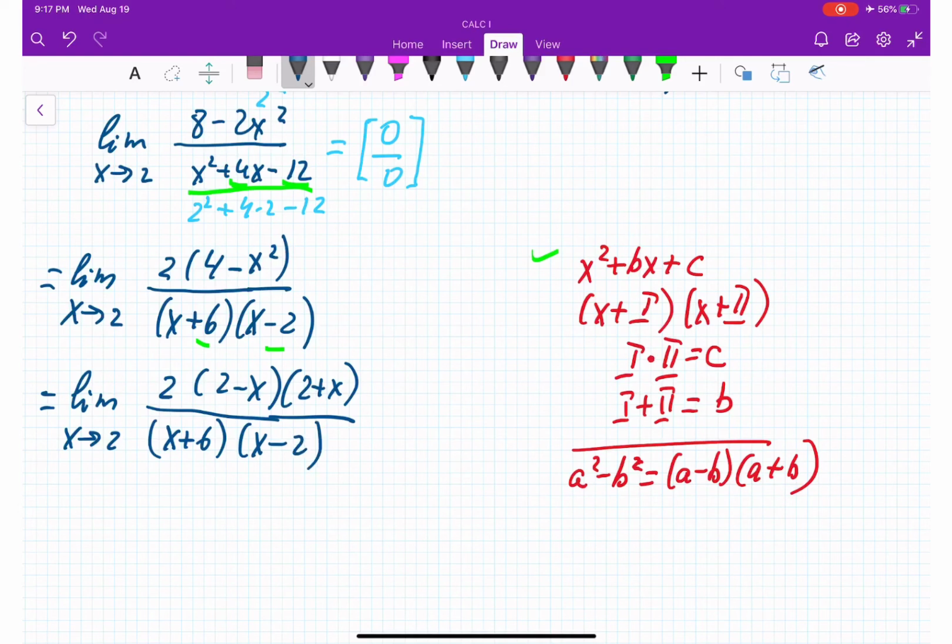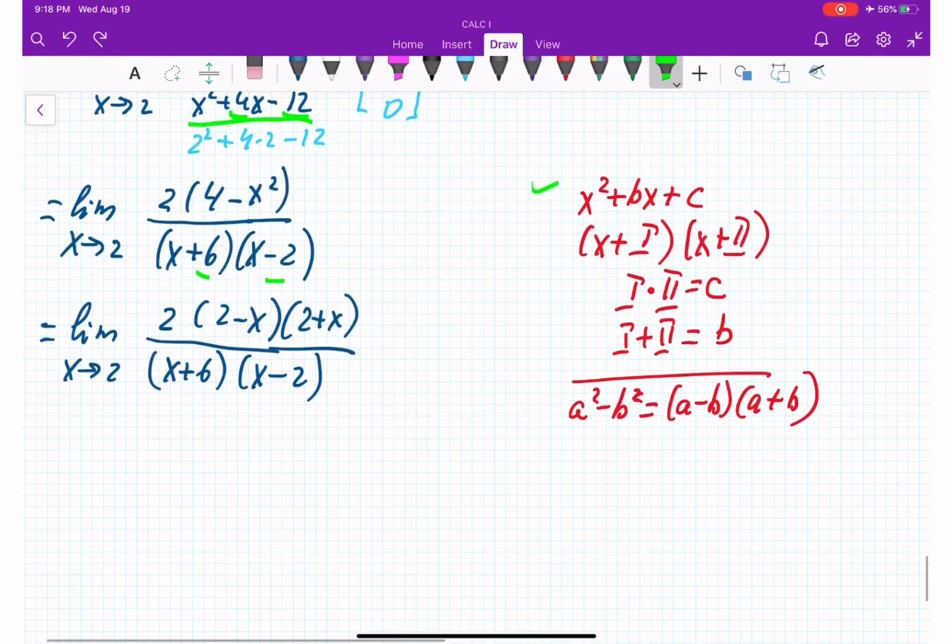Here is a very interesting thing. Look, in the numerator I have 2 minus x. In the denominator I have x minus 2. Well, it seems to me they are very similar, but yet it's not the same, because in the case of 2 minus x, my x is negative and 2 is positive. In the case of x minus 2, x is positive, 2 is negative. Can we bring them to the same form? Yes, we can.